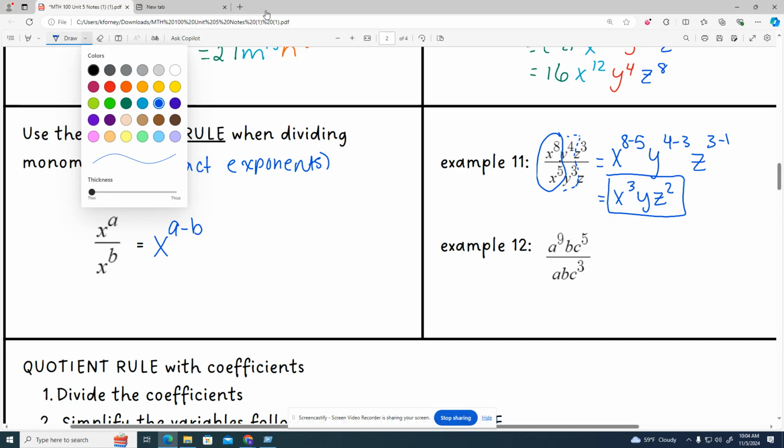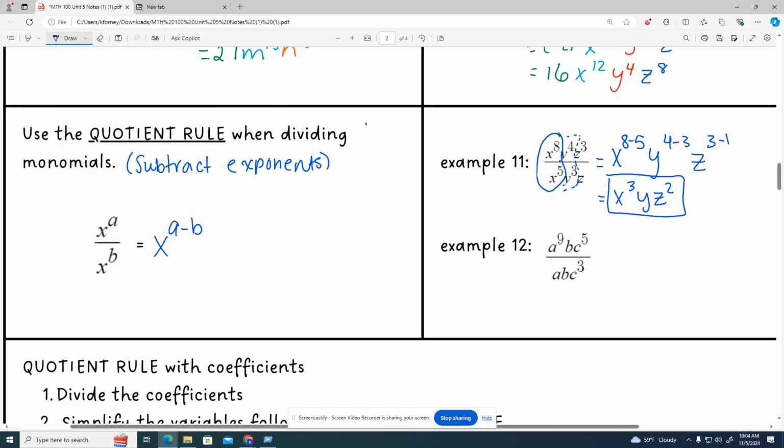Okay, now looking at the next one. A: 9 minus 1, so that would give us a to the 8th. Now B, right now B is a 1 and a 1, so that cancels the B out. And then for my C's, I have 5 minus 3, which is c squared. So since B is 1 minus 1, you just cross out your variable.